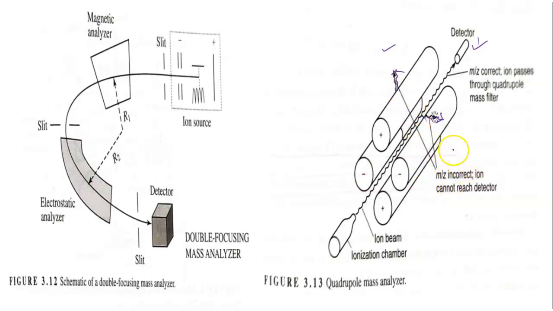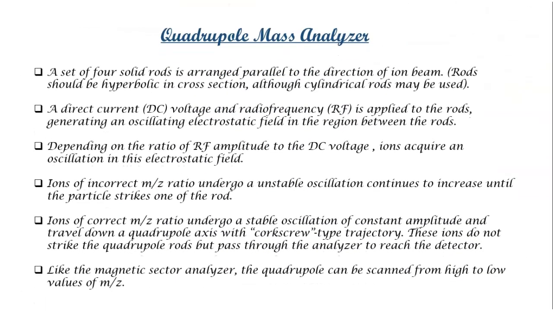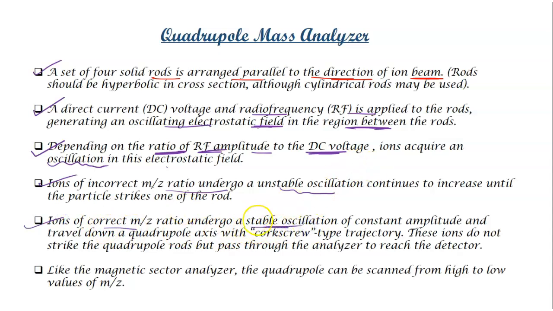These are ions of mass by charge having incorrect ratios, either too large or too small, which will not reach your detector clearly. So that is about the setup of your quadrupole mass analyzer. Ions of incorrect mass by charge ratio show unstable oscillation, while those of the correct mass by charge ratio show stable oscillations, which are then detected by your detector. Like the magnetic sector mass analyzer, this quadrupole can be scanned from high to low values of mass by charge.